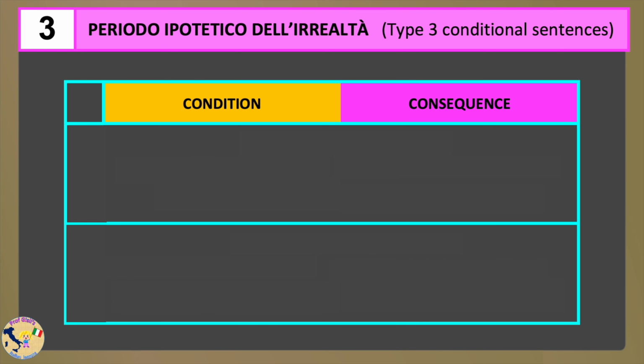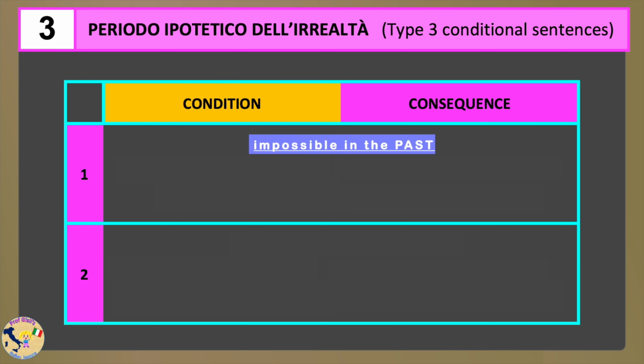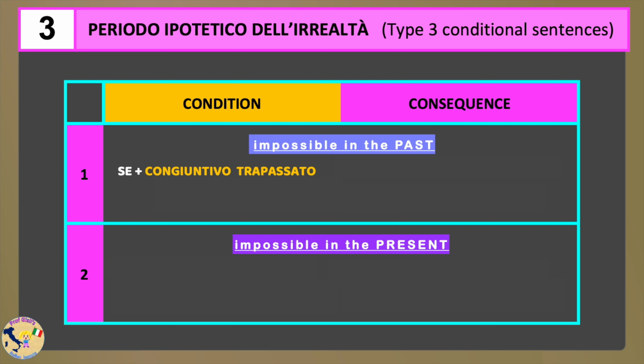These types of conditional sentences can either express an impossible consequence in the past or an impossible consequence in the present. In the first case, sentences are formed with se plus past perfect subjunctive (congiuntivo trapassato) in the subordinate clause and the past conditional (condizionale passato) in the main clause.